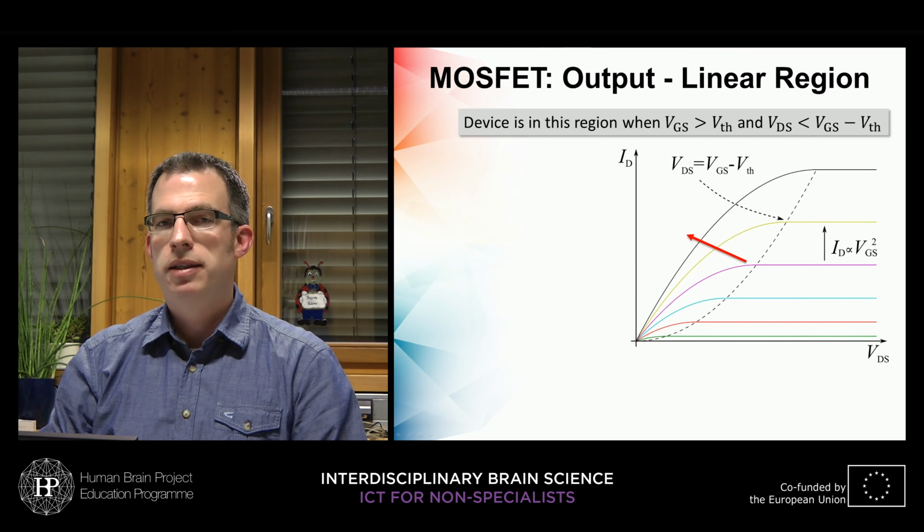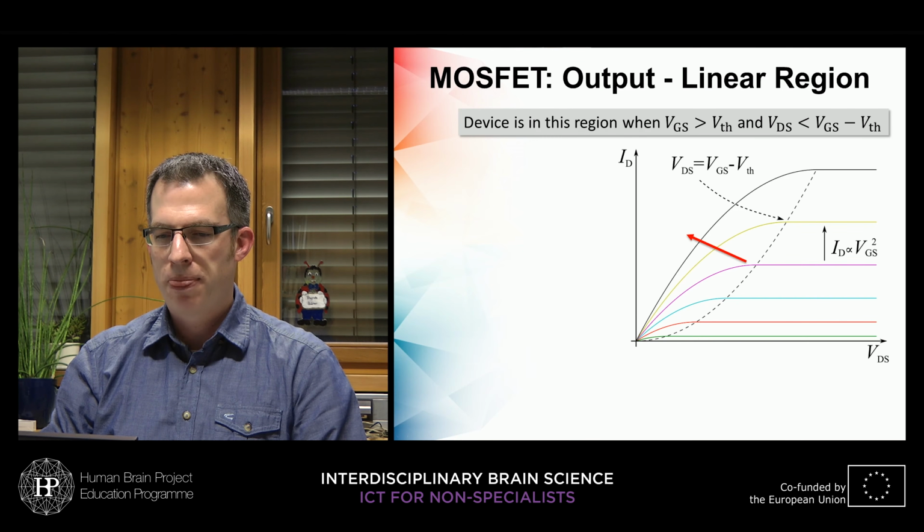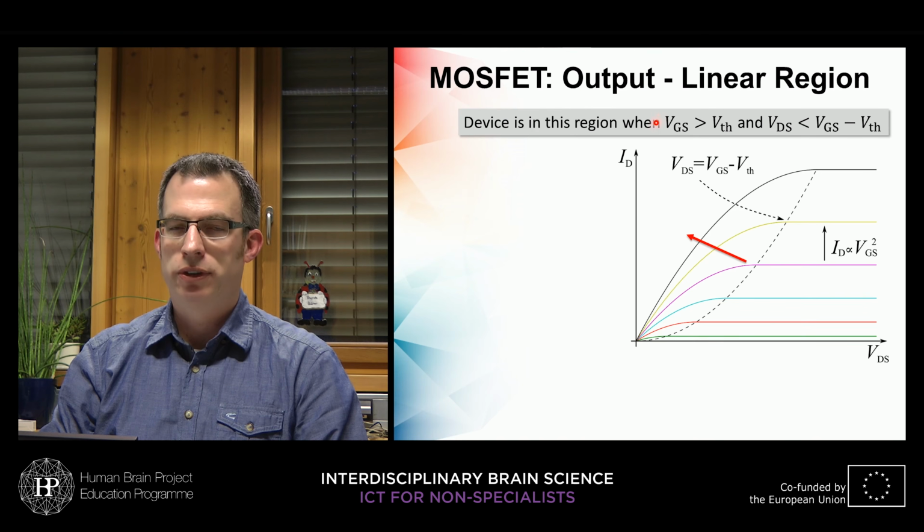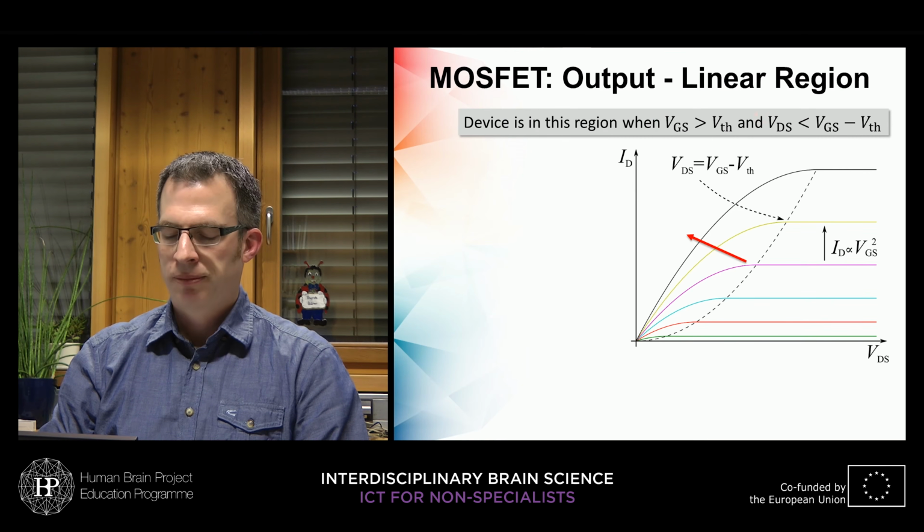So let's look at the first of the 2 modes of operation that I've promised. The device is in the linear region when the gate to source voltage is larger than the threshold voltage, and the drain to source voltage is smaller than the difference between gate to source and threshold voltage.